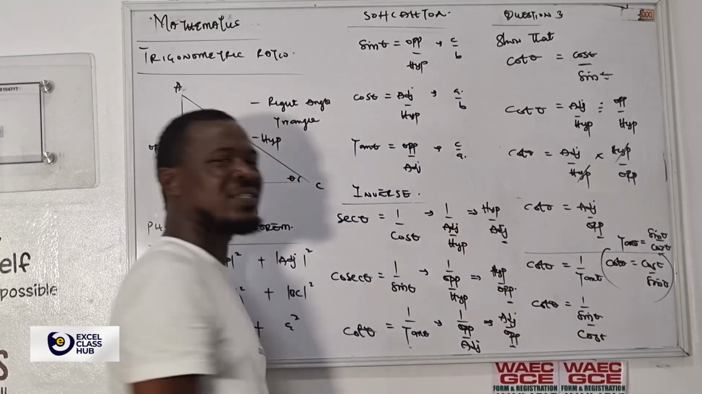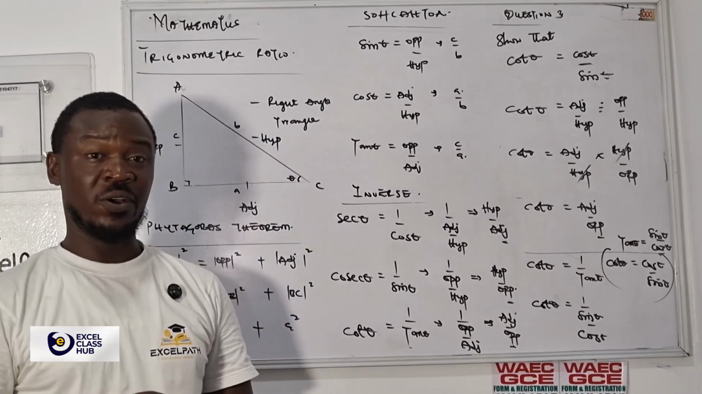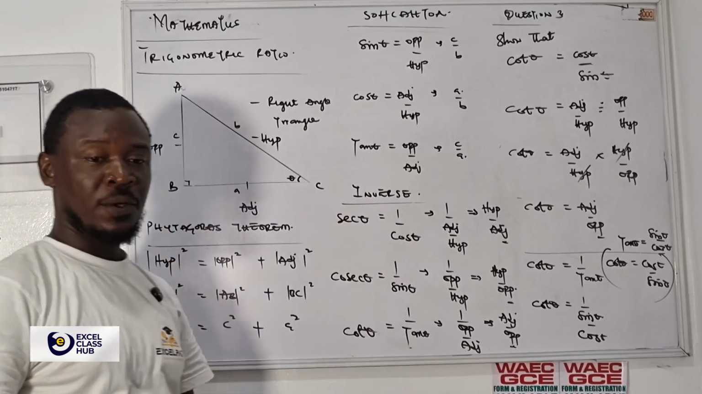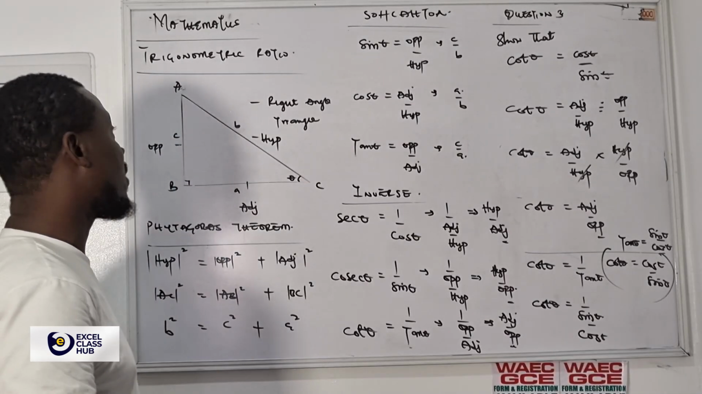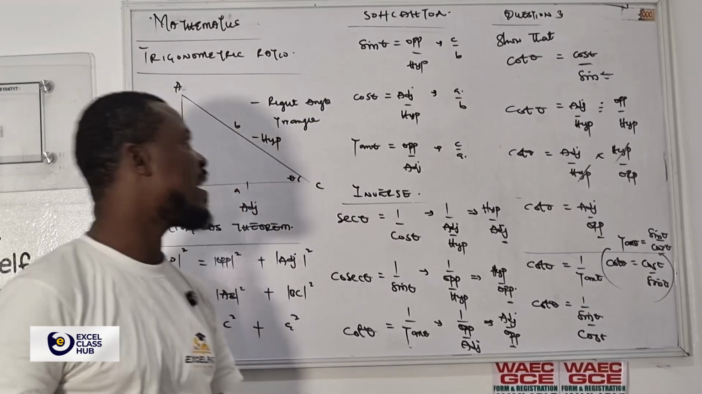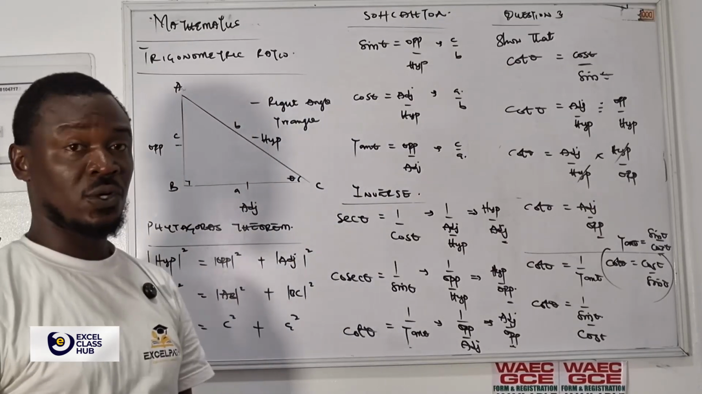I can use this one. Mathematics is straight. Very simple. Very, very simple. So that is the third example. Since you understand the Pythagoras theorem, you understand SOHCAHTOA, you understand the inverse, and you understand the 3 examples solved.